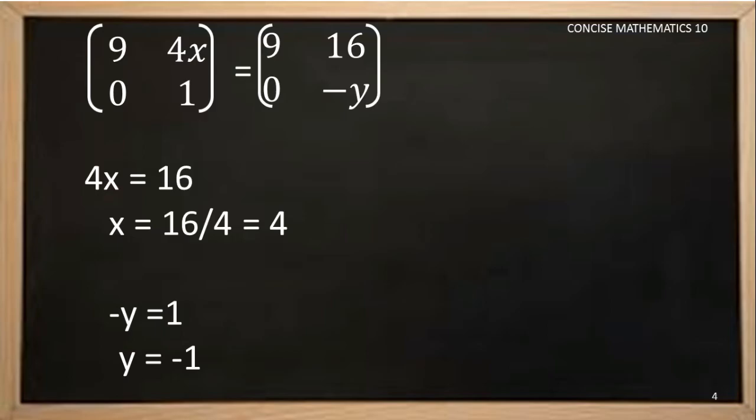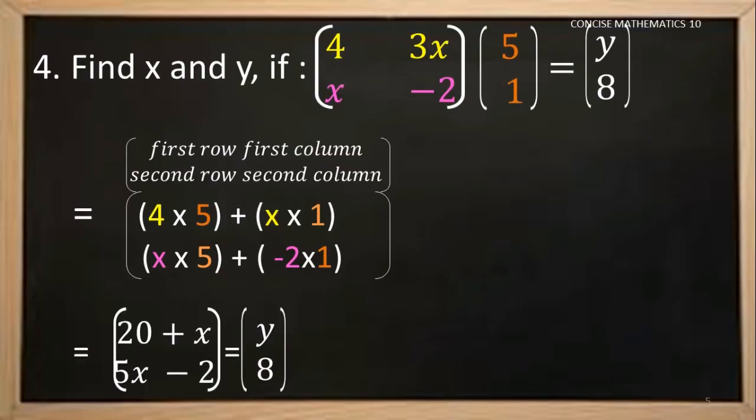Question number 4. In this question number 4, the first question it is find x and y. There are two sub questions. In the first question it is given with a multiplication process of a matrix of order 2 by 2 with a matrix of order 2 by 1. The first matrix is a square matrix and the second matrix is a column matrix. What is the order of the first matrix? 2 by 2. That means 2 columns.